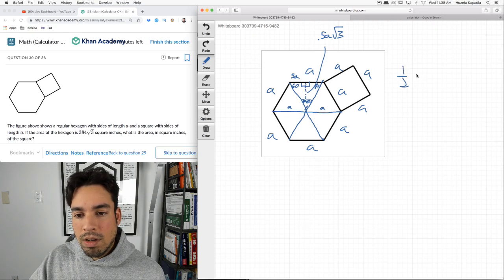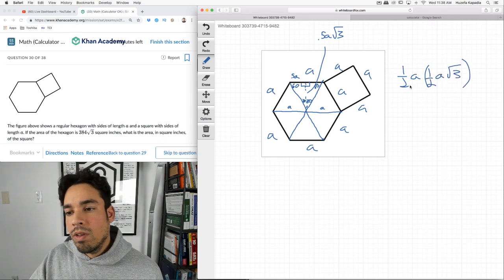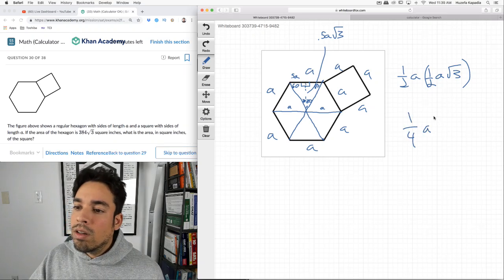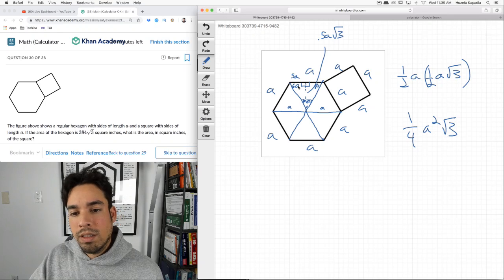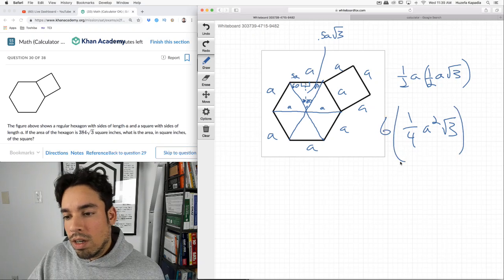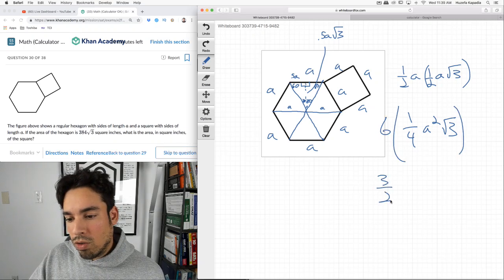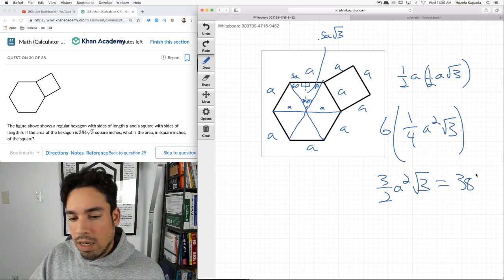1/2 A times 1/2 A root 3. So that means it's 1/4 A squared root 3 is the area of one of these triangles. So multiply that by 6, because there's 6 of these triangles, and we get 6/4 or 3/2 A squared square root 3 equals 384 square root 3.